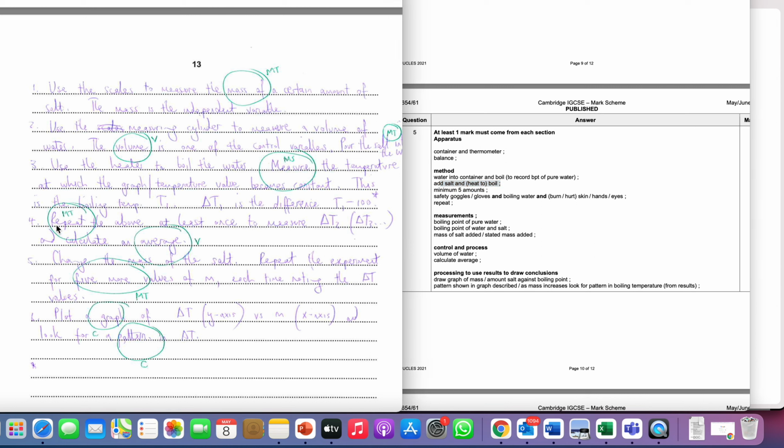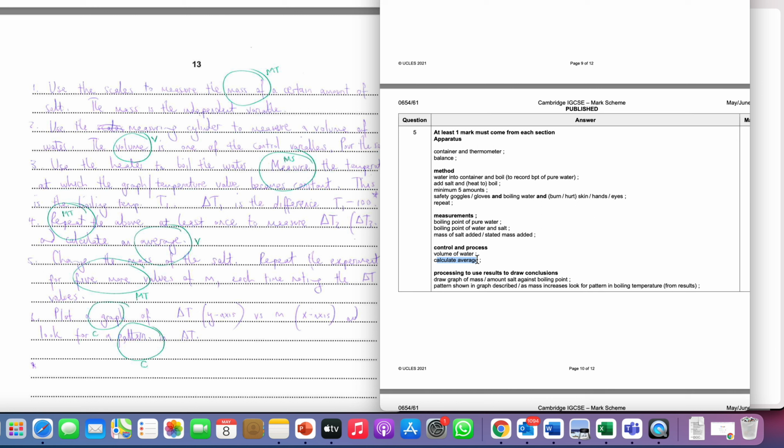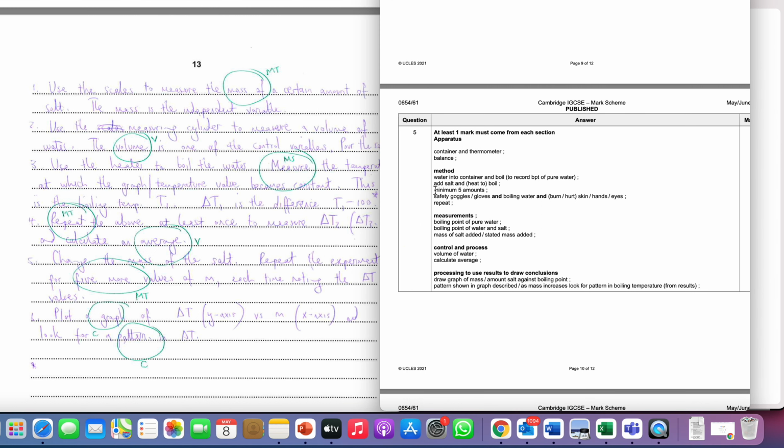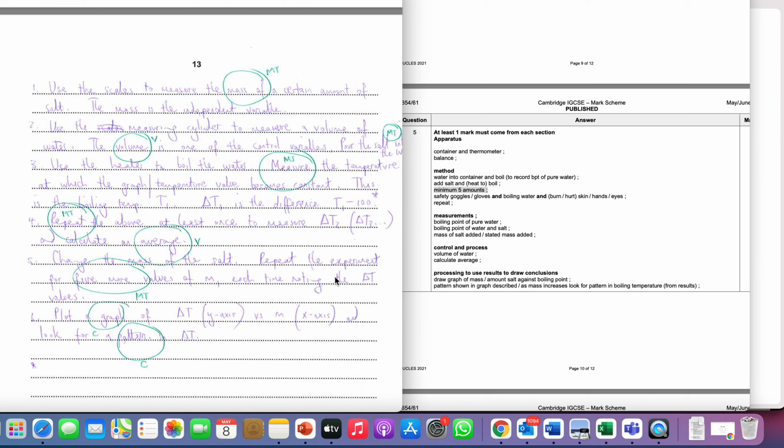Okay, I then said to repeat the above at least once and then calculate an average, which is another process on our variables that we need to be careful with. Change the mass of the salt and repeat the experiment for 5 more values. Now this is a constant thing here in our method marks. 5 amounts. Okay, CIE likes 5, or actually 6 data points, the original one plus 5 more. So always make sure you include a statement to say that you're going to repeat whatever you do for 5 different, in this case, values of mass. It could be anything depending on the experiment you're dealing with.